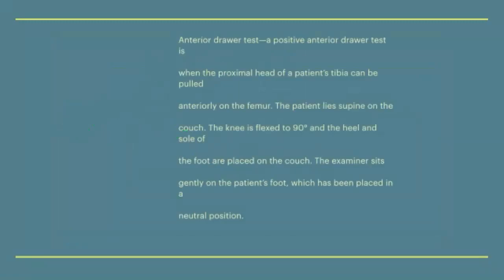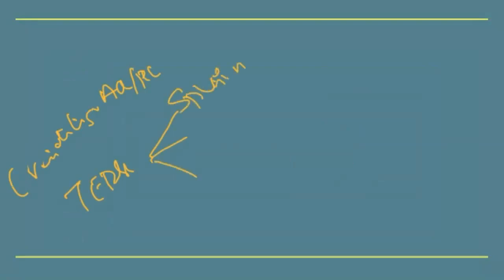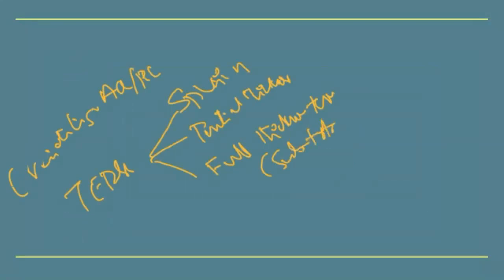Cruciate ligament tears, whether that is ACL or PCL, are of three types: sprain, partial thickness, and full thickness. This is also called a total or subtotal tear.